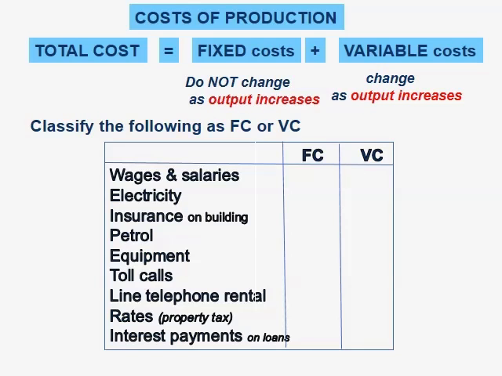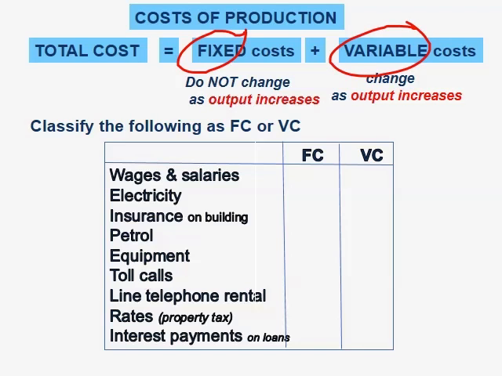Now, another way we can categorize costs is dividing total cost into fixed costs and variable costs. Add them together, of course, they equal total cost. Now, when we look at this word fixed, of course it means does not change. And when we look at the word variable, we can also know that it means does change.